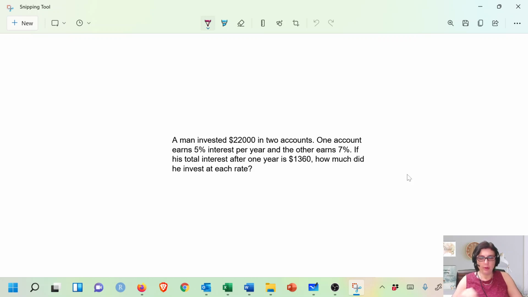Okay, in our last example, we are going to look at investments, the money. So what do we know? We know that this guy invested $22,000 in two accounts. The first account is going to pay him 5% interest per year. The other one will pay him 7%. The question is, why wouldn't he just put all the money in 7%, right?